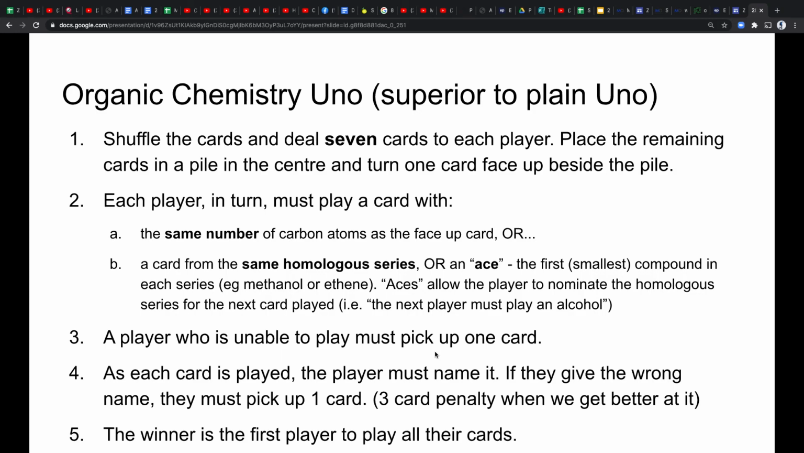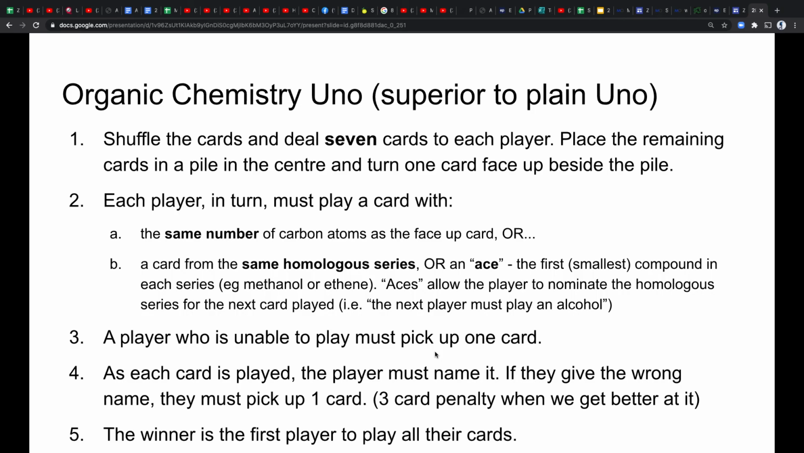So you have those 2 options, same homologous series or same functional group, or same number of carbons. Now, if you're unable to play a card simply because you don't have a card that's the same functional group or has the same number of carbons, you must pick up a card and pass your turn. So if you pick up a card and it matches, you got to wait till next turn comes around to play that card. And as each card is played, this is the testing, this is the learning. You don't just play it and move on. You have to name it as you play it. So think about what is the name of the card I am about to play before it gets to your turn. If you get it wrong, you must pick up 1 card, and the rules actually state, normally it's 3, I'm being generous. As we get used to this game and as we become better at nomenclature, the penalty will increase to 3 cards. Not today, another time when we do this.